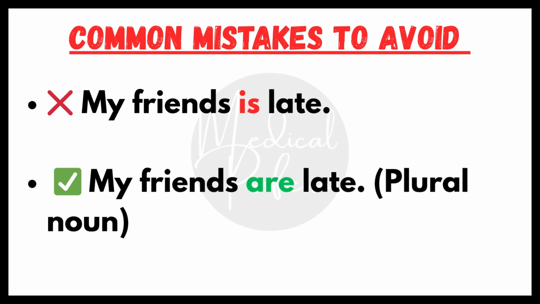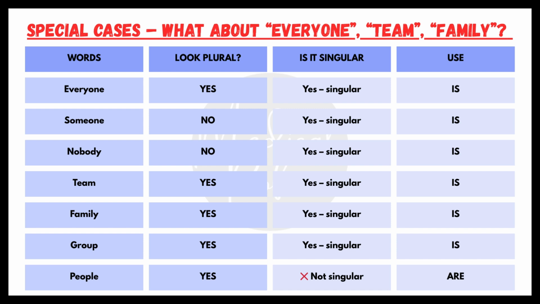Here is a helpful tip. Always match your verb with the number of the subject. If it's one, use is. If it's many, use are. It's that simple. Now let's look at some tricky cases. Words like everyone, team, or family talk about multiple people, right? But grammatically, they are treated as singular, and that changes which verb we use.